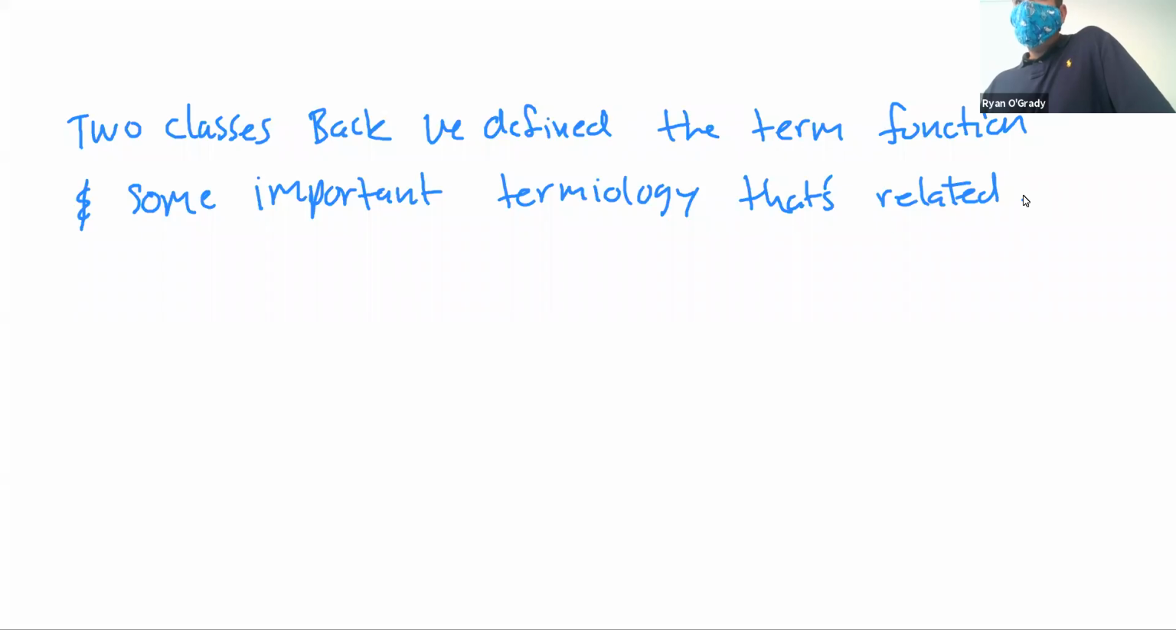And when I say things that were related, we talked about things like images and ranges and domains and codomains. Again, most of you have encountered these words before, but we're giving them a more precise meaning. And so we need to continue with that. Here's a very important concept that we need to get into now.